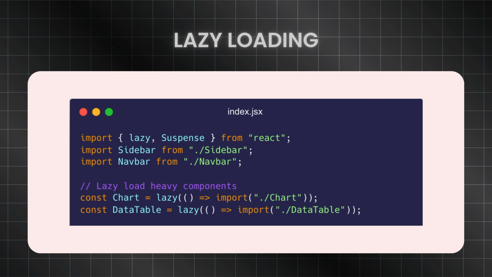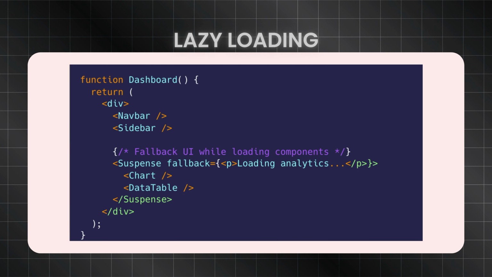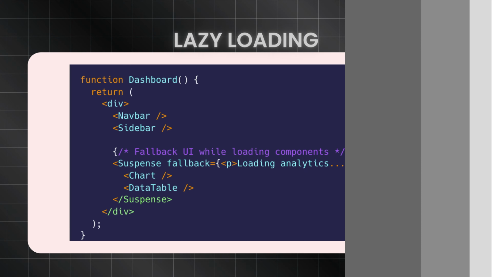Now, based on the changes above, we can see the results. The initial bundle stays lightweight, loading only essential UI elements. The chart and table are fetched asynchronously, reducing the first load time. By doing this, the user experiences a faster and smoother page even on a slow network.